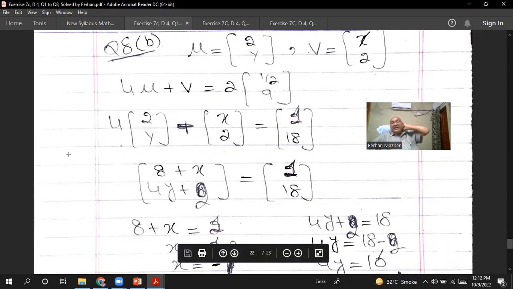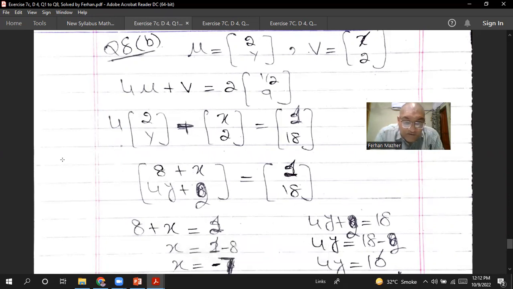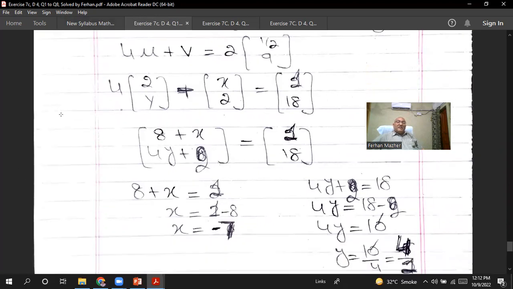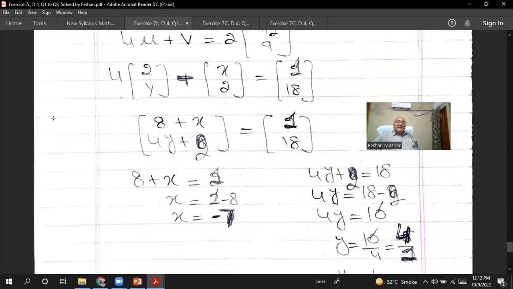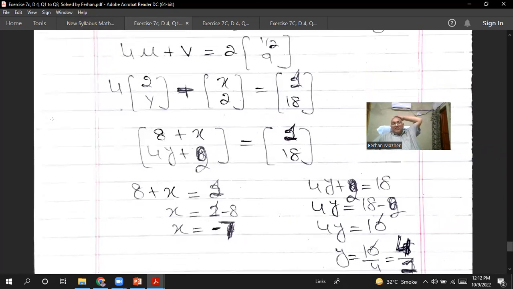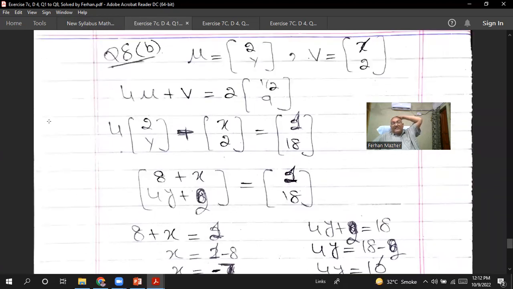So I will write here 8 plus x is equal to 1. So x will be equal to 1 minus 8. So x will be equal to minus 7. In the same way, you will have 4y plus 2 equals 18, 4y is equal to 18 minus 2. So 4y is equal to 16. So y will be equal to 16 by 4, and y will be 4. So this is how you will find the value of x and y.